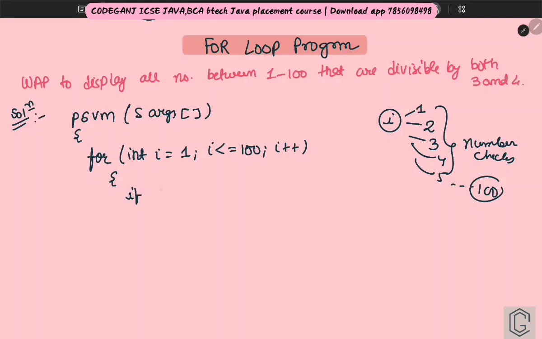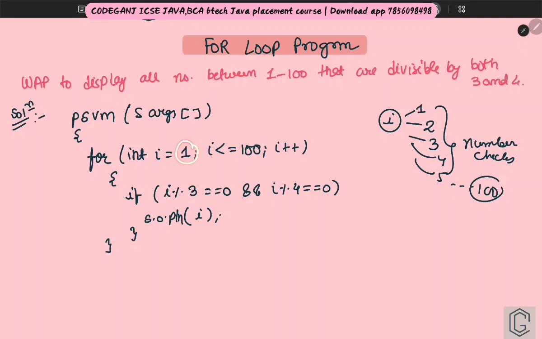So you can write if my i mod 3 equals 0, and if my i mod 4 equals 0. If both are equal to 0, then I have to print it, System.out.println(i), with ln also so that the line gets changed. Only then I have to print, or else I have to skip, or else I have to not print. Correct? So how will this loop work?